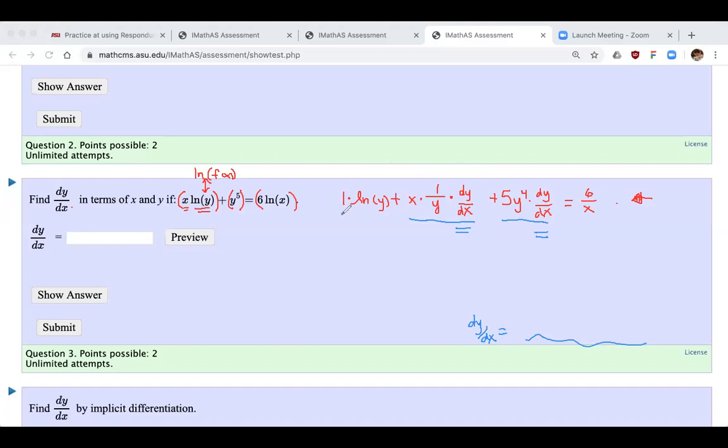So in this case, I'm going to take this one term and subtract it to move it across the equal sign. Leave these two over here because they both have dy dx. And since they do both have dy dx, and this isn't an Algebra 1 class, I'm going to skip a couple steps and factor it out.